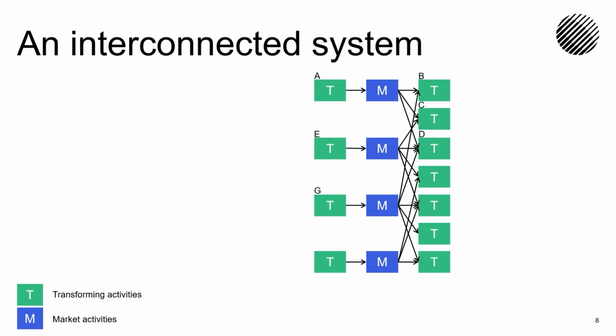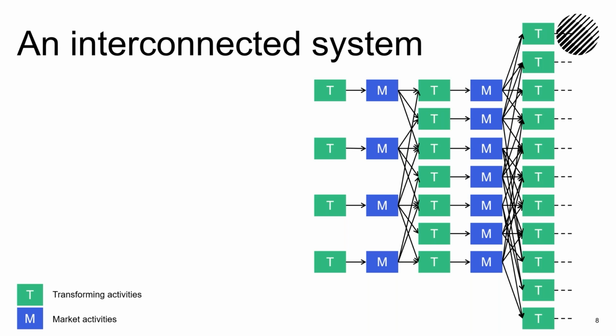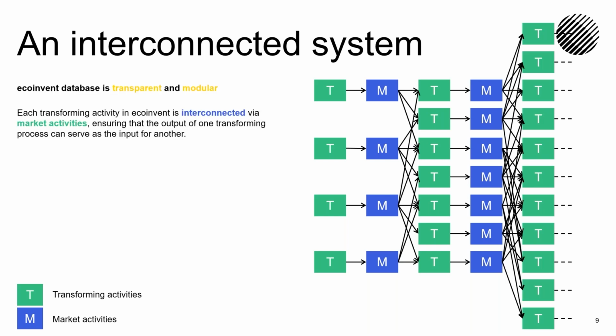This is true throughout the entire ecoinvent database. Because of this, the data sets do not stand alone, but they are interconnected through the supply chain that works thanks to the market activities themselves. Because of that, the ecoinvent database is transparent and modular. So when you have access to the ecoinvent database, you also have access to the entire supply chain that is linked to a certain transformation activity.